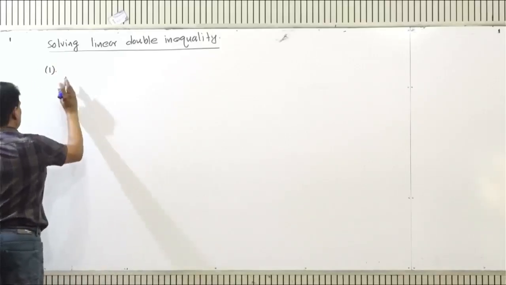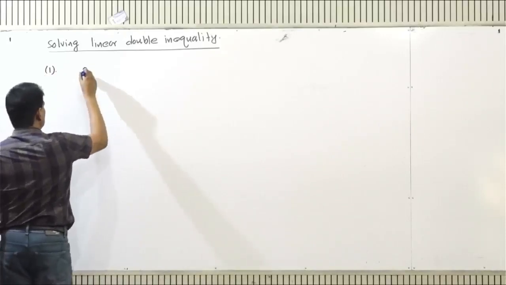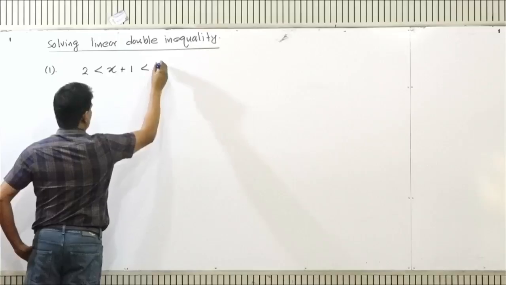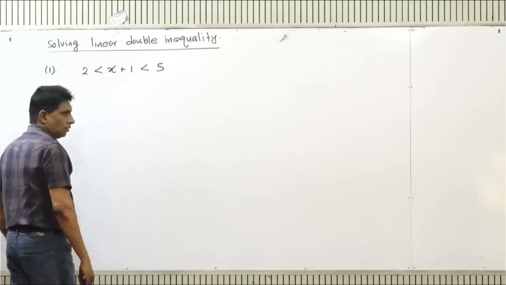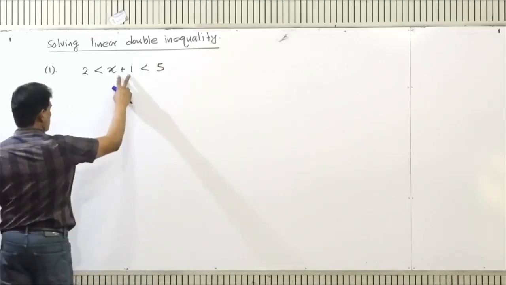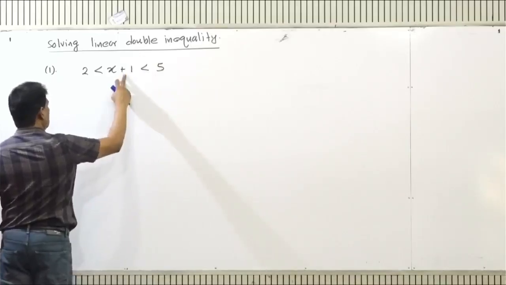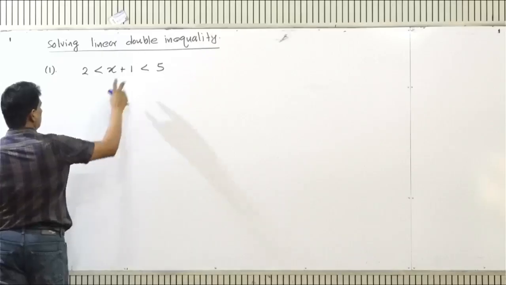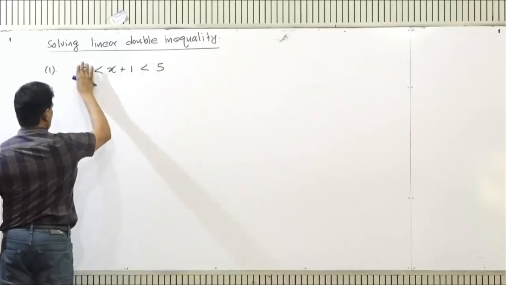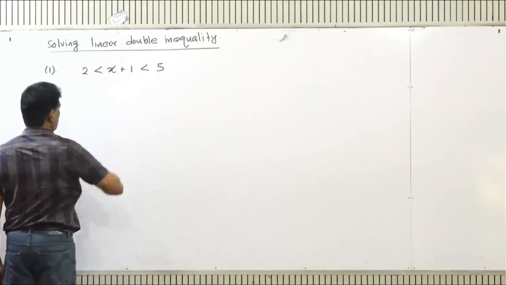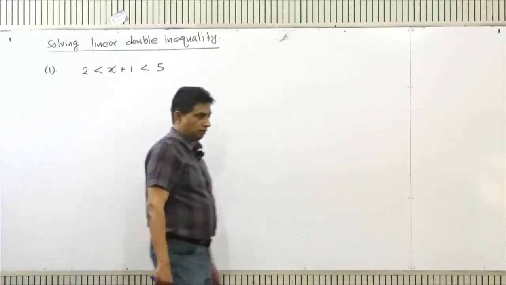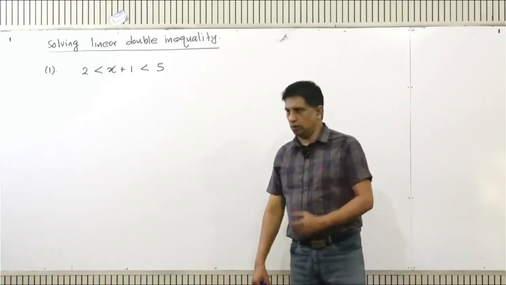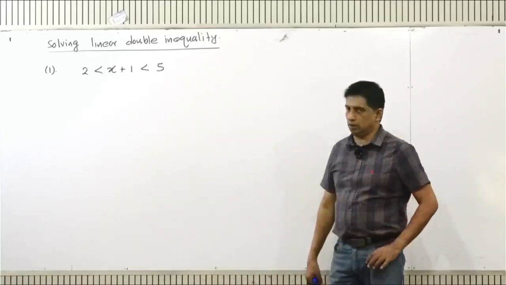Example 1. X plus 1 is less than 5 and 2 is less than x plus 1. This is constant, this is constant, this is linear function. That means this is a linear inequality. This is double inequality because there are two inequality marks now.